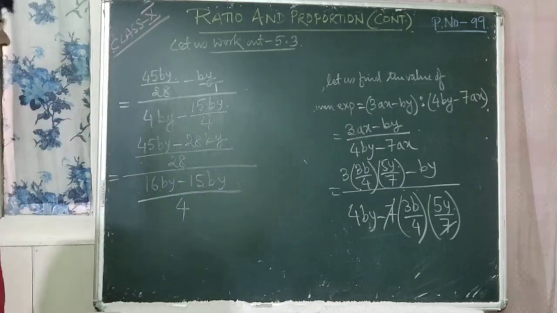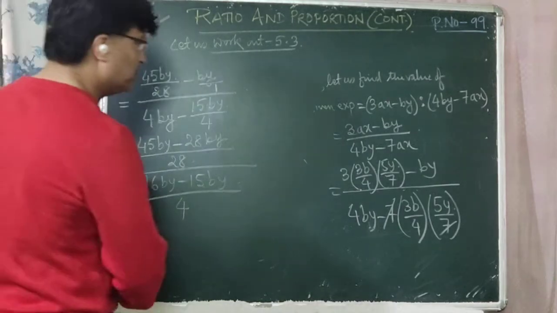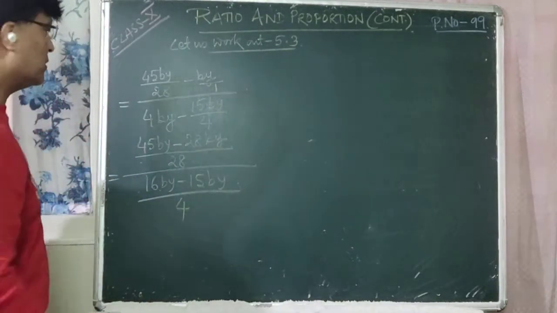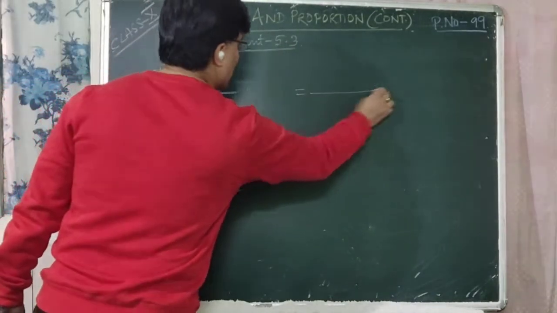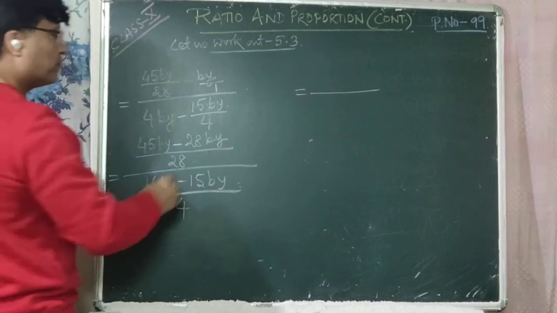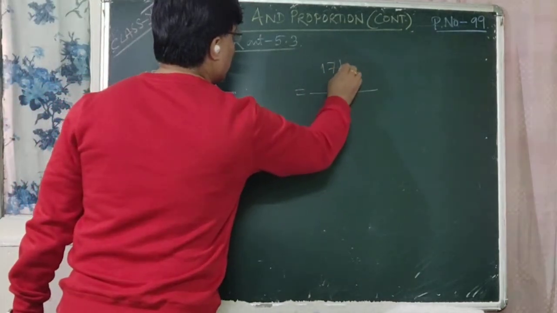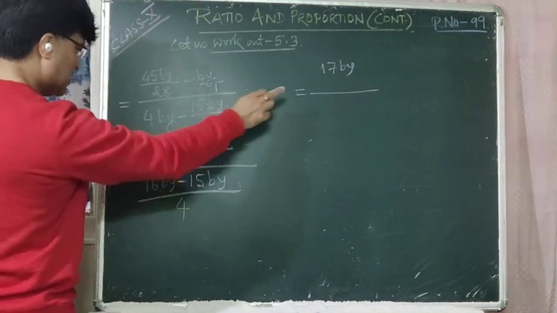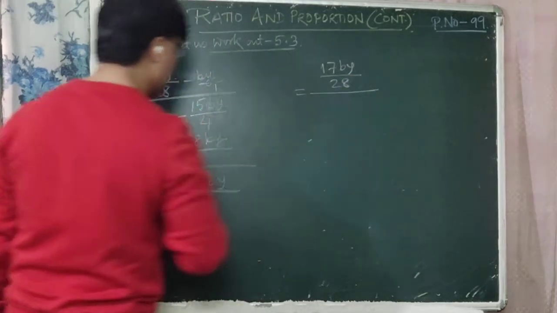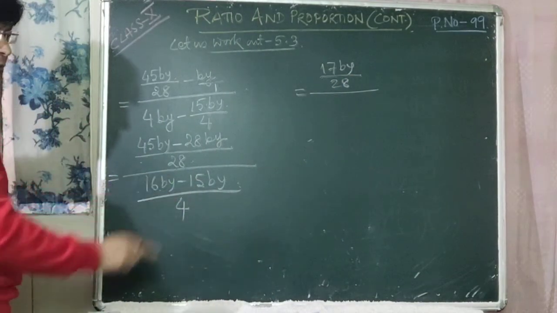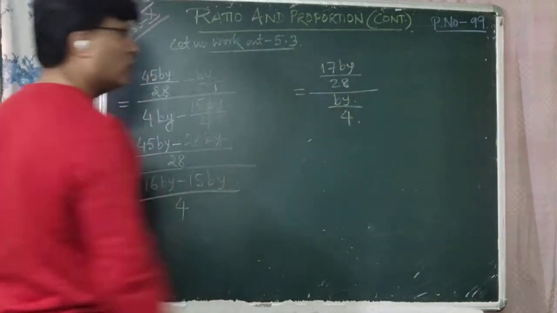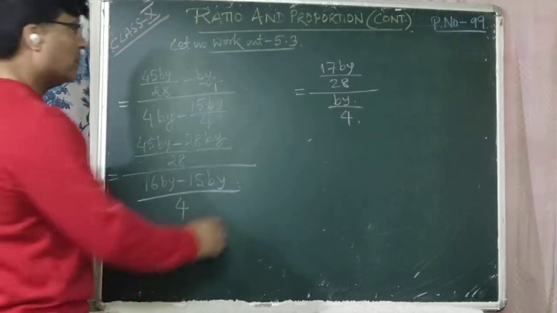Is that clear? So let's simplify it further. In the numerator, what is the difference? What is 45π minus 28π? It is 17π, isn't it? This 15 minus 8 is 7 and 3 minus 2 is 1 divided by 28. Whole divided by, in the denominator, what is 16π minus 15π? It is only π divided by 4. Is that clear?